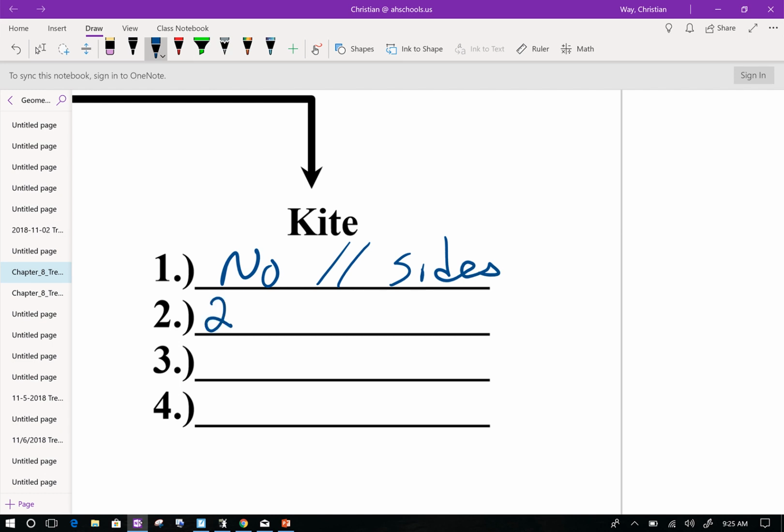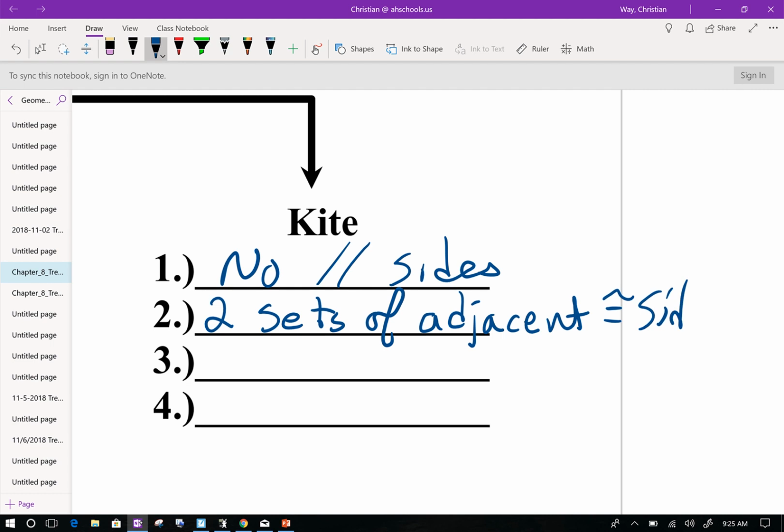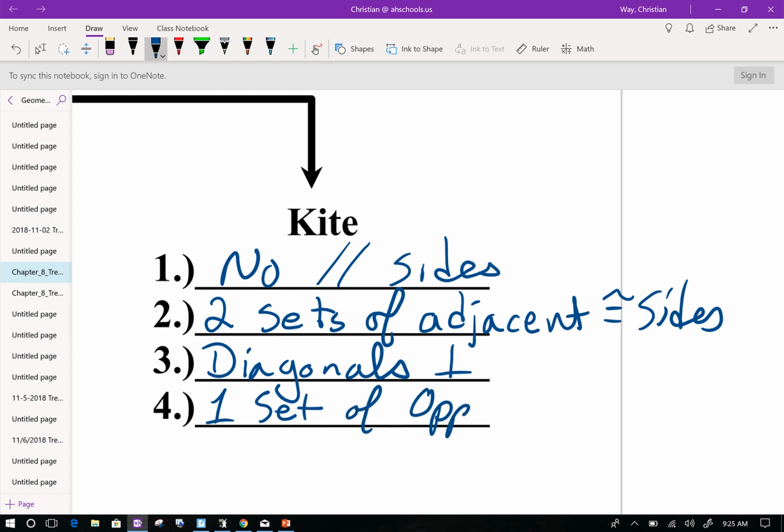We have 2 sets of adjacent congruent sides. We have diagonals that are perpendicular. And we have 1 set of opposite angles that are congruent.